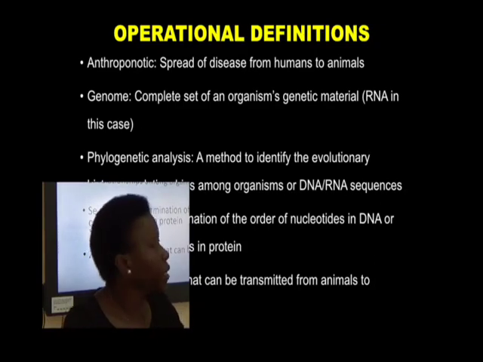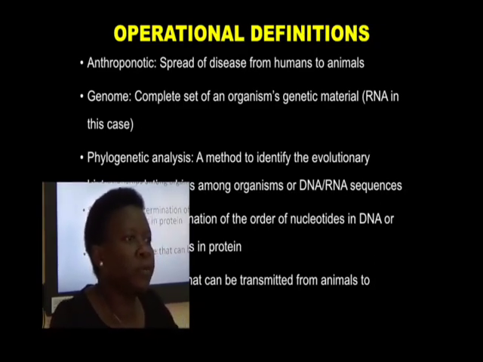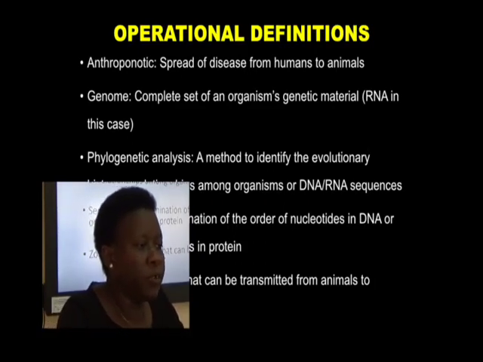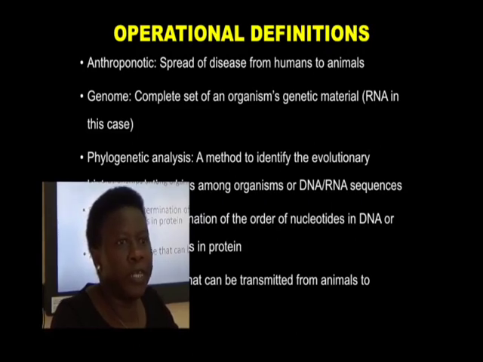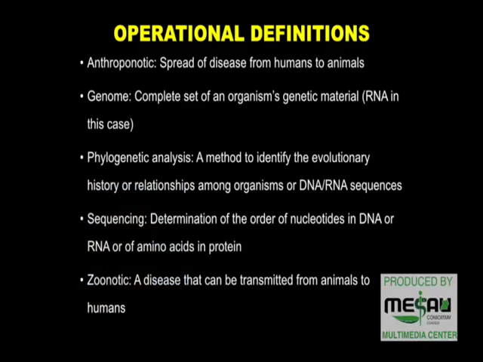We have anthroponotic, which means the spread of disease from humans to animals. Genome, which means the complete set of an organism's genetic material. In this case, we are going to refer to RNA because rotavirus is an RNA virus. Then we have phylogenetic analysis, which is a method to identify the evolutionary history or relationships among organisms, or DNA. And sequencing is the determination of the order of the nucleotides in DNA or RNA. Zoonotic refers to transmission of diseases from animals to humans.